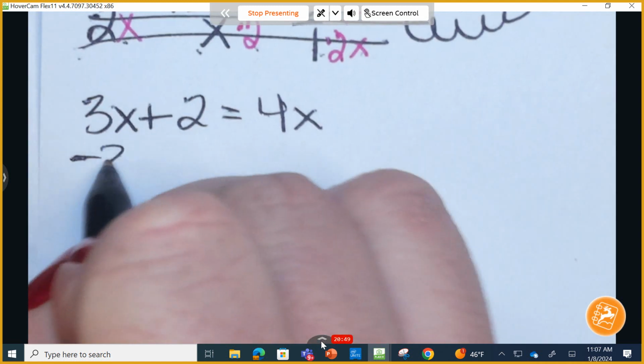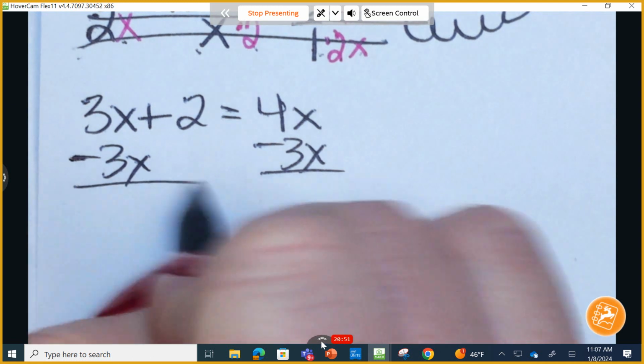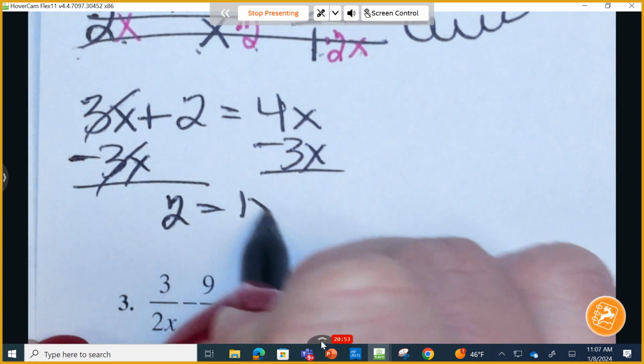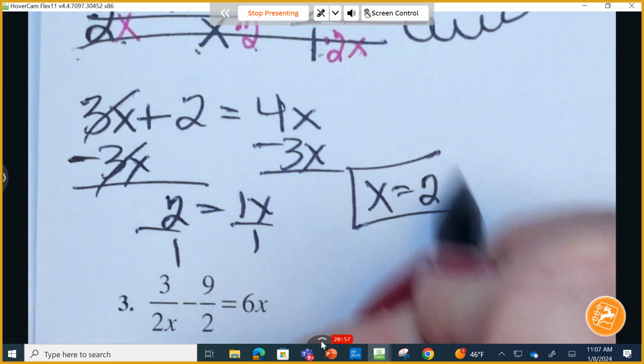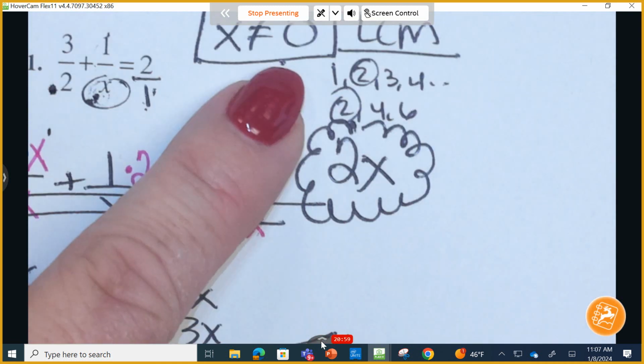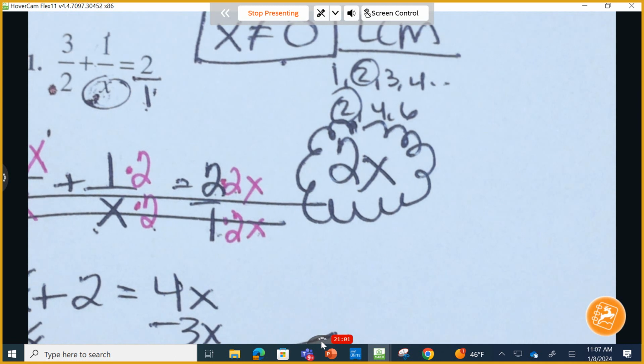All right, so I'm going to subtract 3x. 2 equals 1x, divide by 1, x equals 2. It's not equal to 0, but I still need to check and see, is that correct?